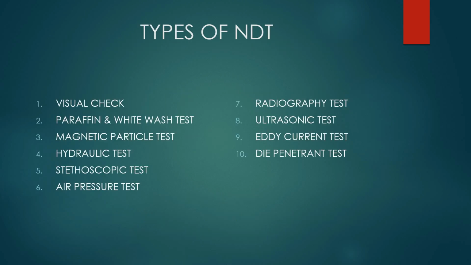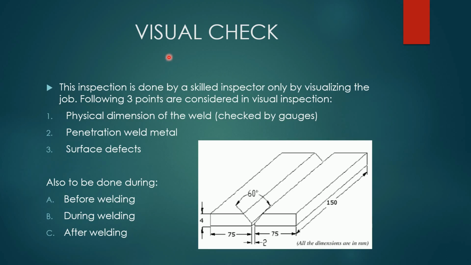So the different types of NDT, that means non-destructive testings, are first visual check, then paraffin and white wash test, then magnetic particle test, then hydraulic test, stethoscopic test, air pressure test, radiography test, ultrasonic test, eddy current test, and dye penetrant test. So we will go through all these 10 tests. So let's go on to the first point, visual check.